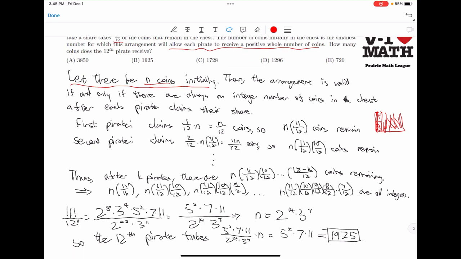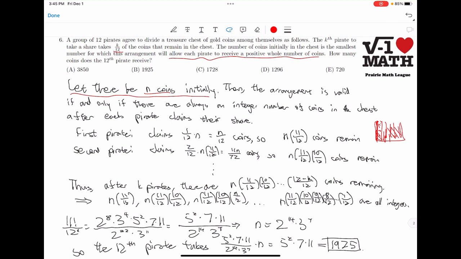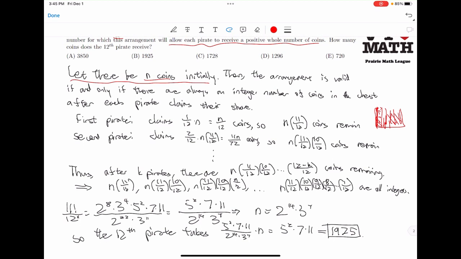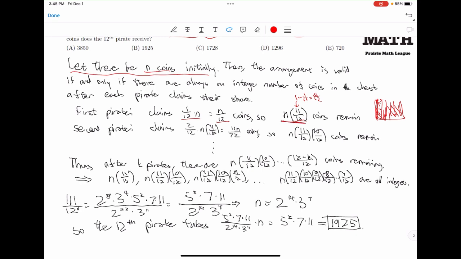So we now model the problem. The first pirate takes 1/12 of the coins. So he takes n/12 of the coins, and this amount of coins remains. Notice that this is 1 minus 1 over 12. So n times 11 over 12 coins remains after the first pirate.